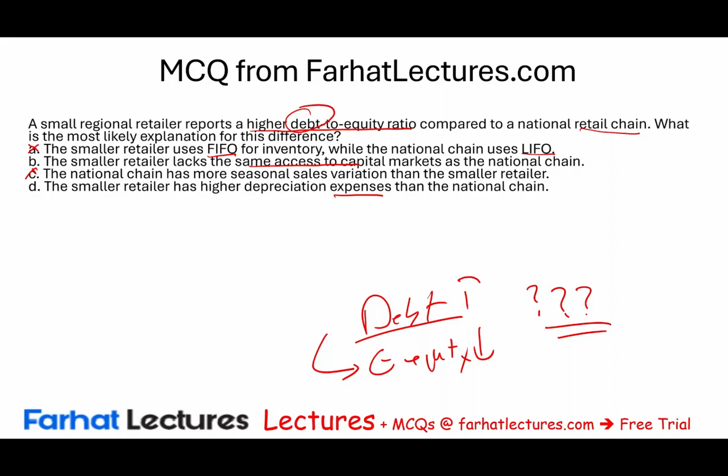B. One possible explanation is the smaller retailer lacks the same access to capital as the national chain, therefore they have more debt. They are riskier because they cannot raise equity as easily as the larger firm.